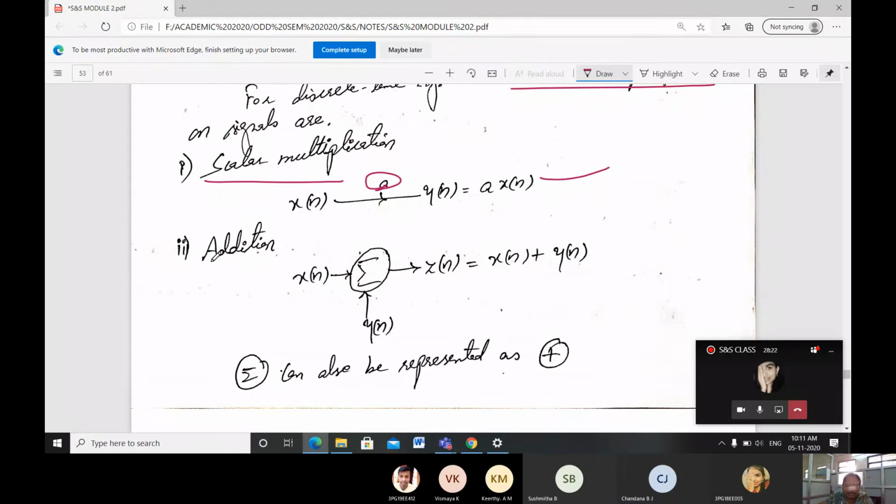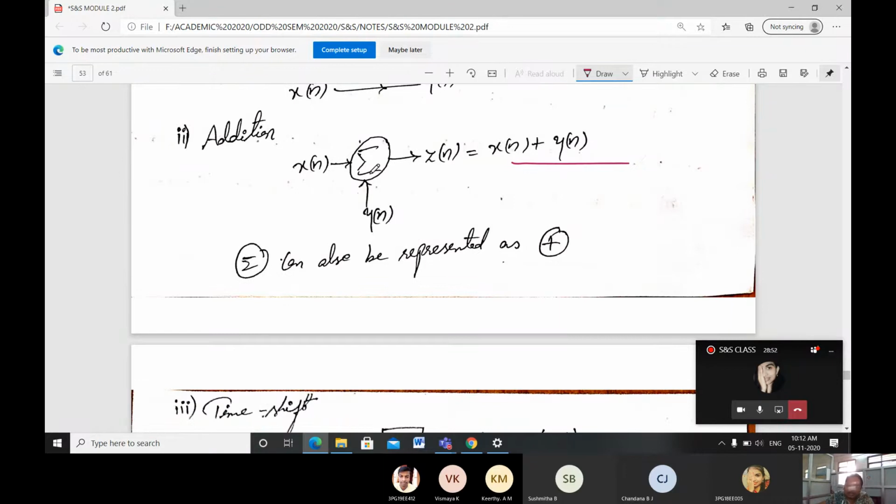Then the second one is addition. Addition means we use the summation symbol here. Inputs are x of n and y of n, the two inputs for the summation. You will get the output z of n, that is equal to x of n plus y of n. And summation can also be represented as plus. In a circle you can write a plus, or else in a circle you can use the summation symbol. These are two methods we can use to do the operation for addition.